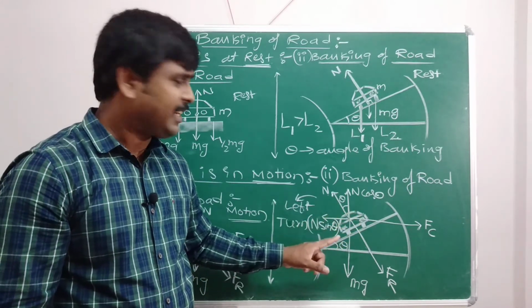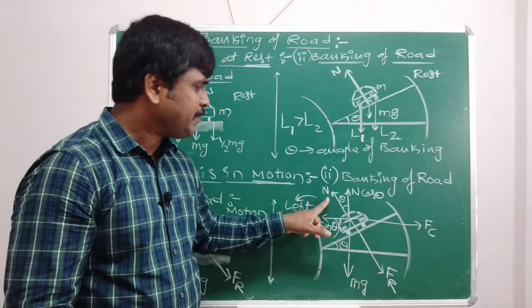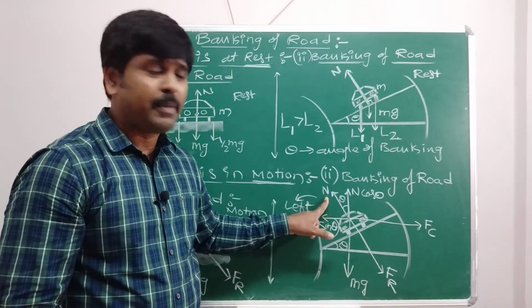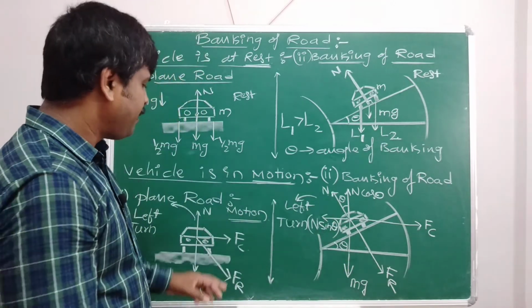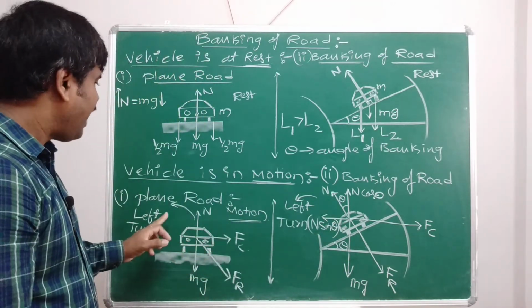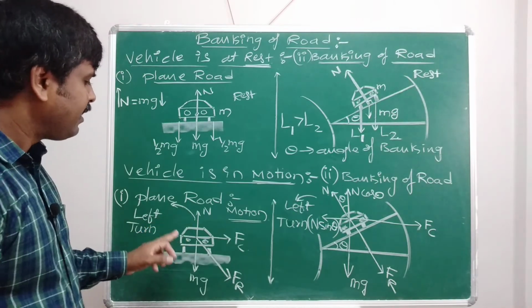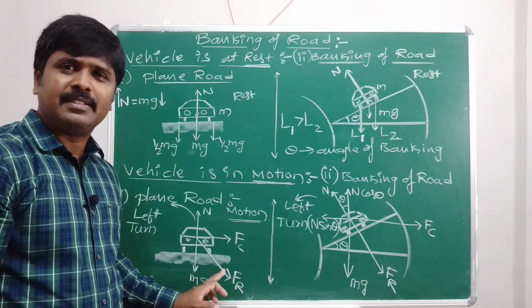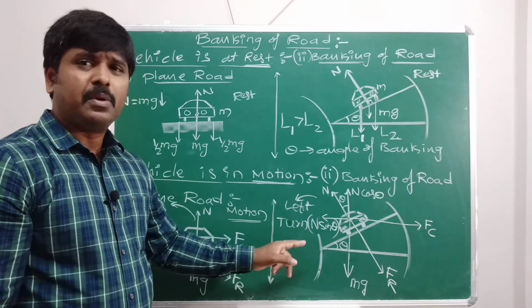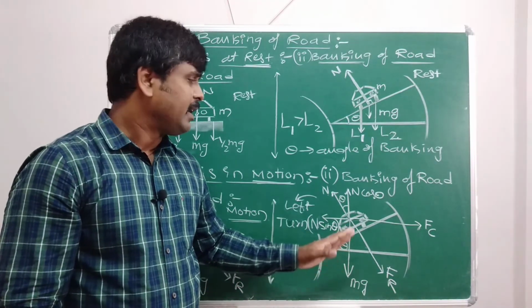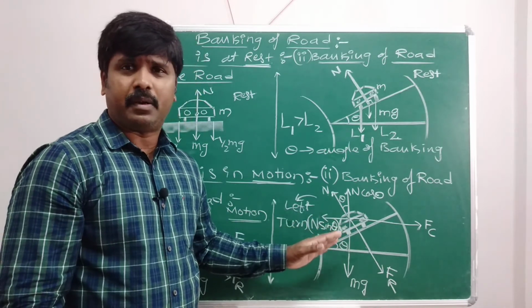Try to understand. See, the resultant force is balanced here with the normal reaction. Both are equal in magnitude and opposite in direction. Whereas on the flat road, while taking a left turn, the resultant force is not balanced, so there is a chance of the vehicle skidding. Here, without skidding, the vehicle is moving on the banking of road.